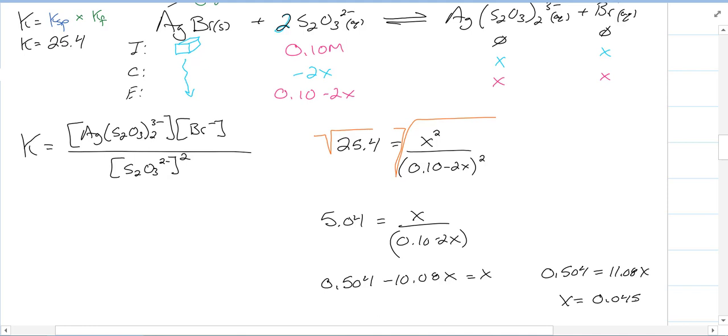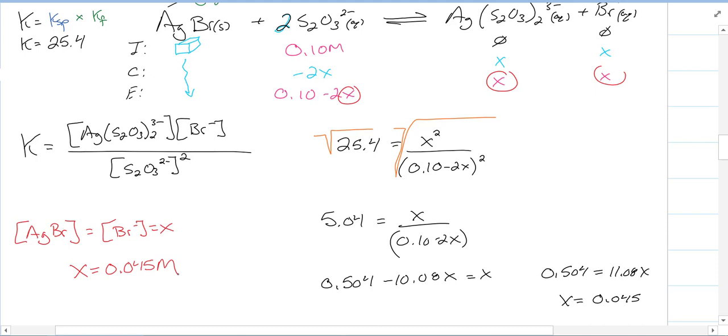Now, what does x represent? X can be here, x is there and there. We are looking for in this problem, I want the molar solubility of AgBr. I want to know the concentration of AgBr. Well, that would also be the concentration of bromide, which happens to be x. So x happens to be 0.045 molar. That is my answer for this case, which is nice.